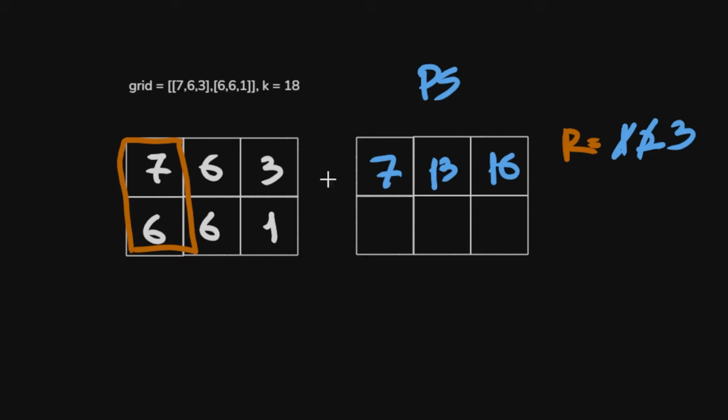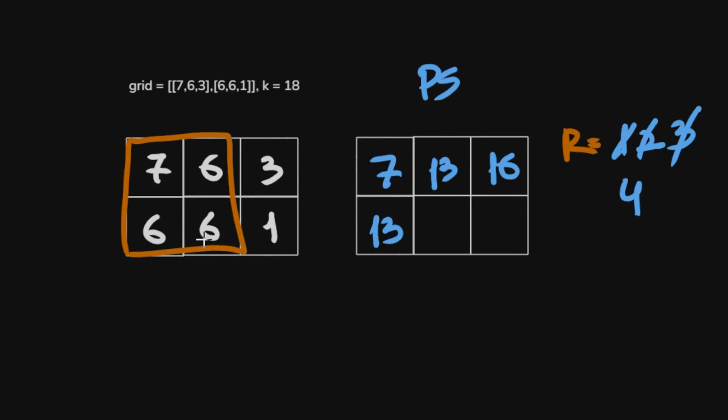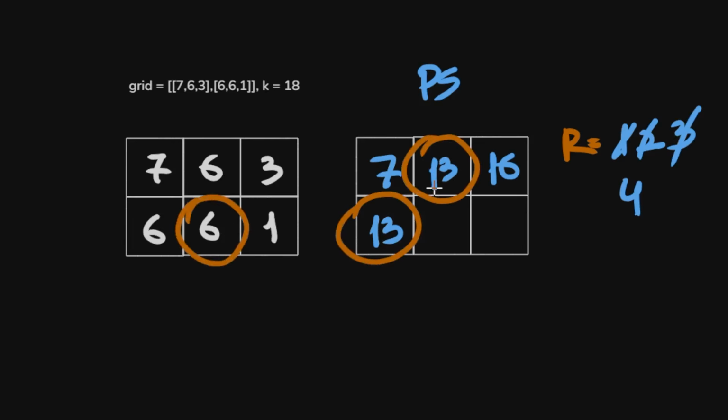So we do the accumulated number up to this point, meaning 7 plus the current number. 7 plus 6 is 13, so here we put 13. Now we are standing here, and the question is, how do we compute the sum of these 4 elements? Maybe you are thinking about taking this accumulated number plus this accumulated number plus the current value. 13 plus 13 plus 6 is 32.